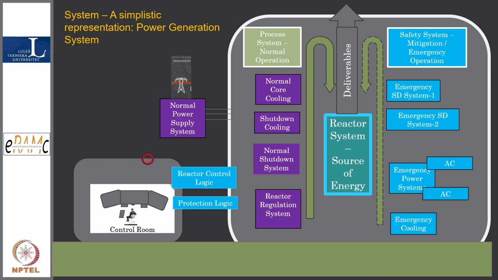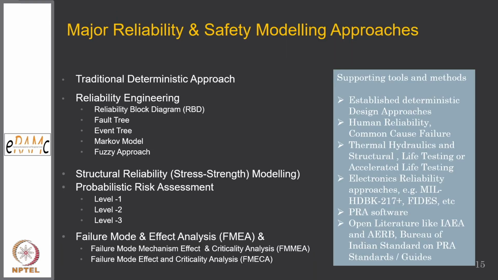Again, I will repeat: process system and safety system are the two broad categories. They make up the plant, and then there is a central agency which is called the reactor system. Ensuring the health of this system is very important, as well as the components connected to it, like pipes, detectors, and sources. They should be safe and functioning to ensure the safety of the system. So, now let us see the major safety and reliability modeling approaches.